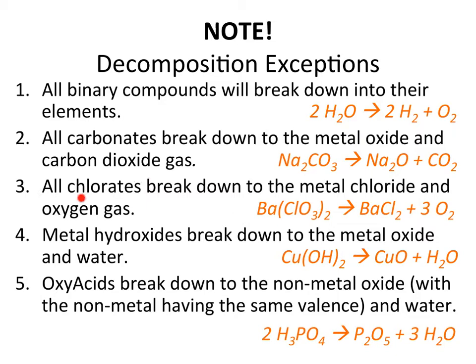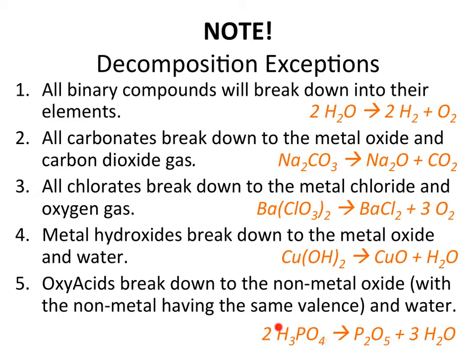If you deal with a chlorate, so ClO3 1 minus, this breaks down into its metal chloride, so barium chloride, okay, metal chloride, and oxygen gas. Hydroxides, on the other hand, break up into the metal oxide, so metal oxygen, and the other two hydrogens and one oxygen will create this water. So when we look at this formula here, we have OH2. That means we have two hydrogens and two oxygens. One of these oxygens moves with the metal, and the other oxygen and two hydrogens form the water.